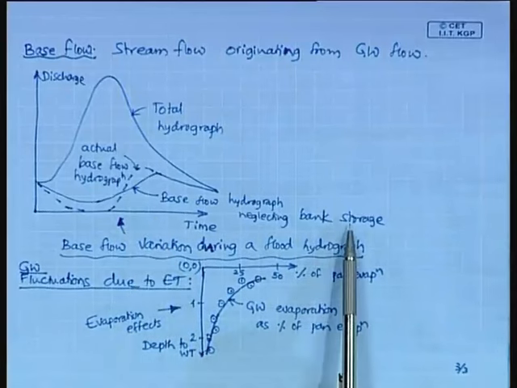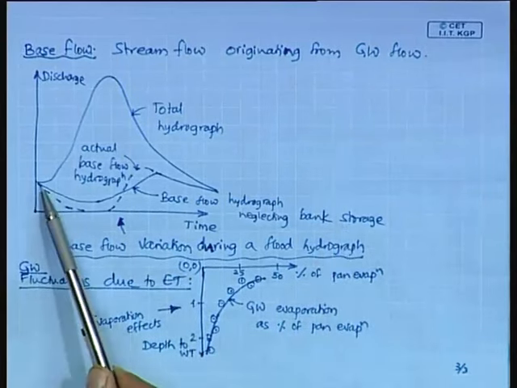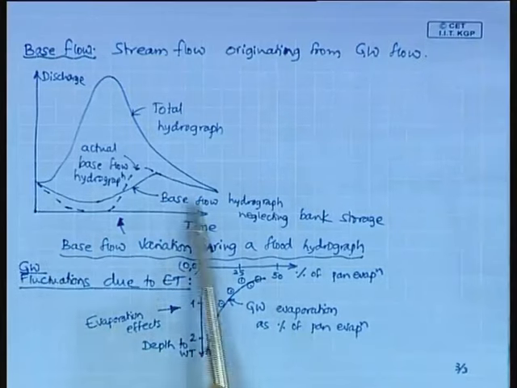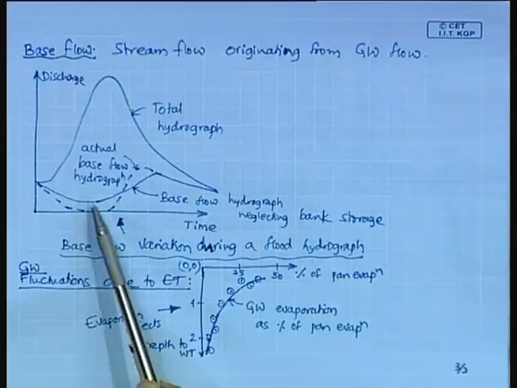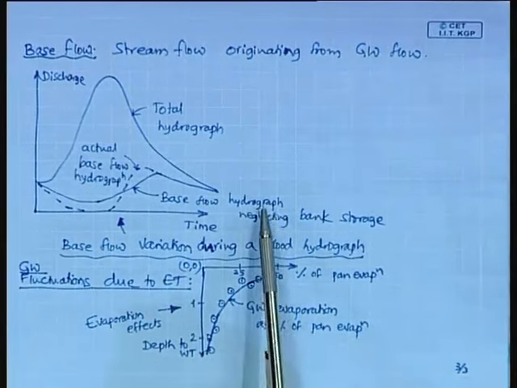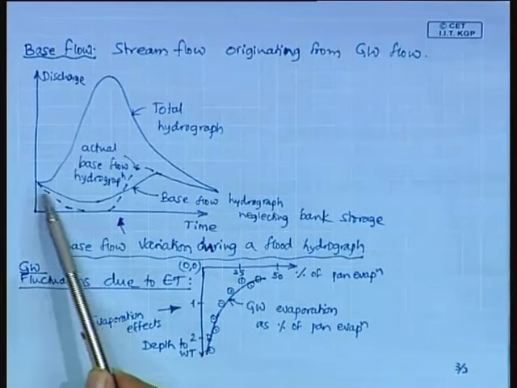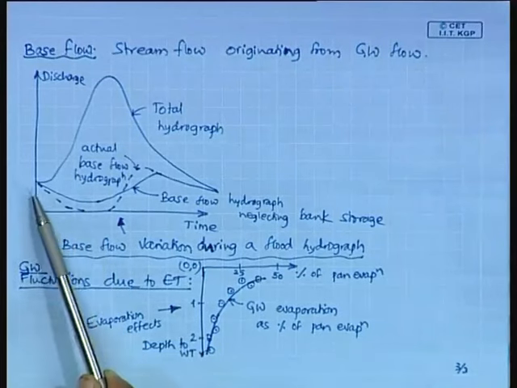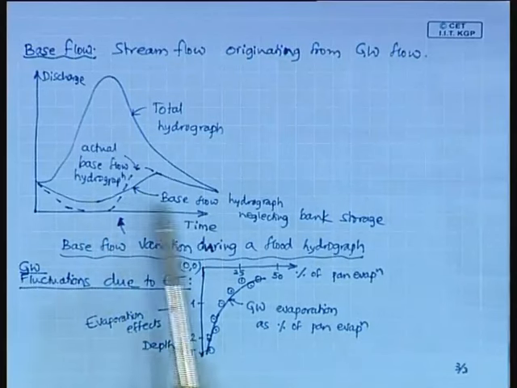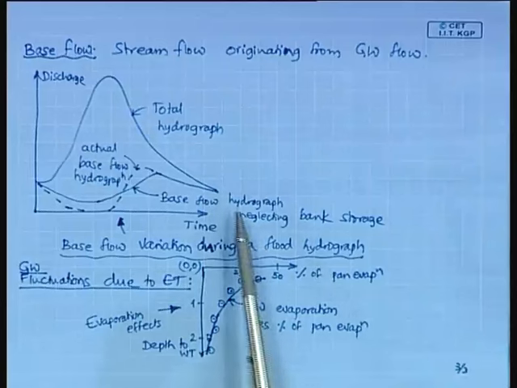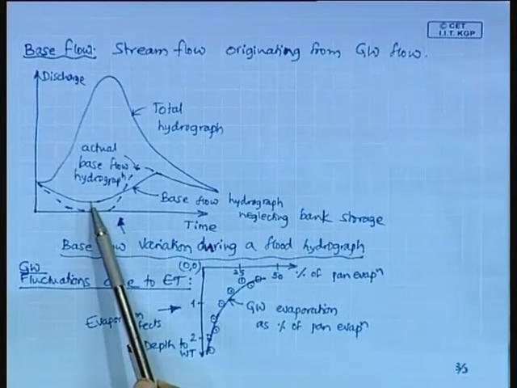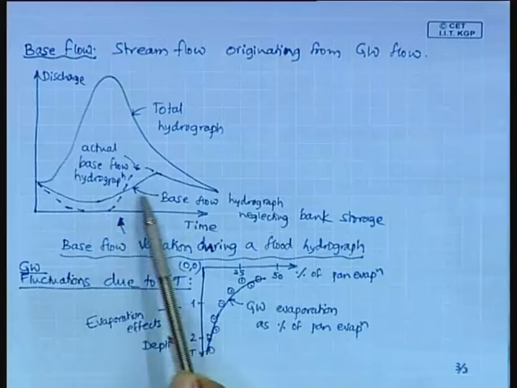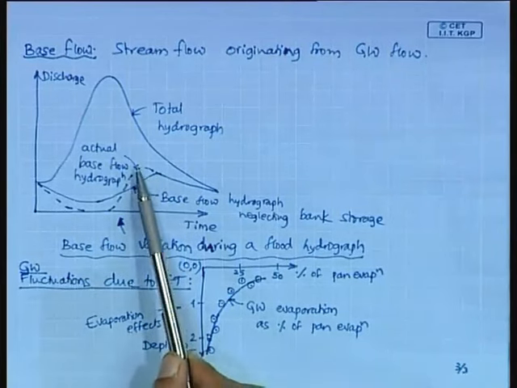But if we neglect the bank storage, then the base flow hydrograph, which is essentially the plot of the base flow with time, shows less fluctuation. Here we are neglecting the bank storage, and because of this it shows that the minimum base flow does not reach 0, because there will always be some flow, but this is not the actual case. So this is just the base flow hydrograph when we neglect the bank storage. Here the minimum base flow is slightly more than the 0, which is the actual minimum base flow, and the maximum base flow is slightly less than the actual maximum base flow, which occurs somewhere here.